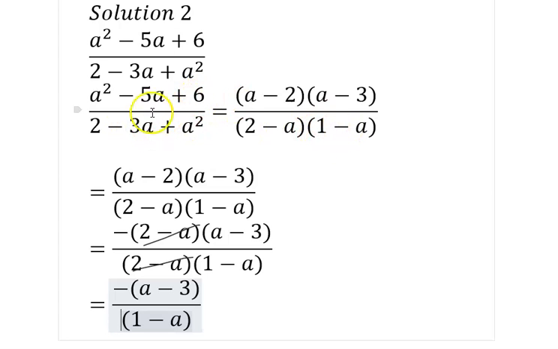This is the product, 6a squared, and the sum will be what? Minus a for this one. For this one, the product will be what? 2a squared, and the sum will be what? Minus 3a.